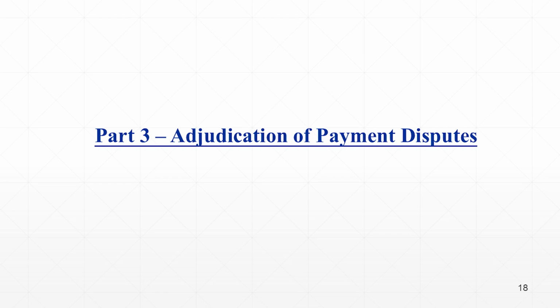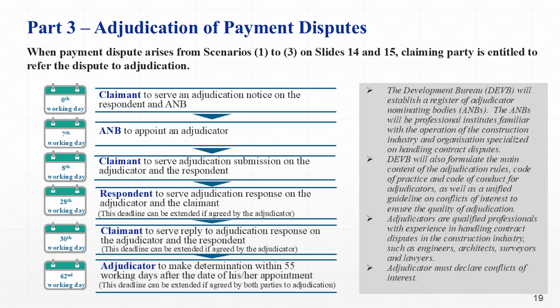Part 3 of the Ordinance, Adjudication of Payment Disputes. When a payment dispute arises from scenarios 1 to 3 on slides 14 and 15, the claiming party can serve an adjudication notice on the upstream paying party and the adjudicator nominating body within 28 days of the arising of the payment dispute. The adjudication notice must state the nature and description of the payment dispute and the disputed amount, etc. Here it is assumed that only one adjudicator nominating body is specified in the contract.